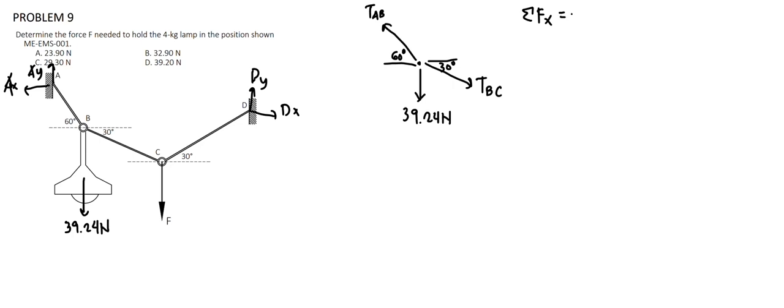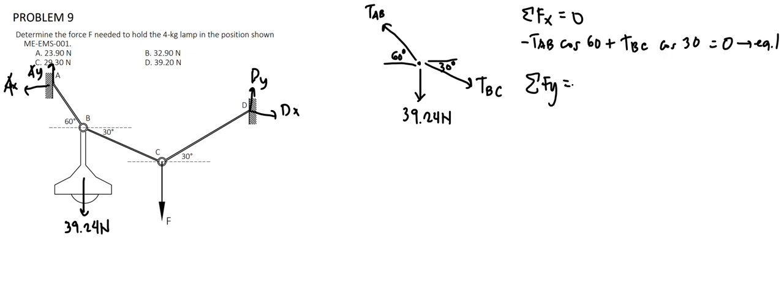So by taking summation of forces in X, horizontal, we get negative TAB cosine of 60 degrees plus TBC cosine 30 degrees equal to 0. That serves as our first equation. For the second equation, we take summation of forces vertical, Fy, equal to 0. This becomes TAB sine of 60 degrees minus TBC sine 30 degrees minus 39.24 equal to 0. That serves as our second equation.